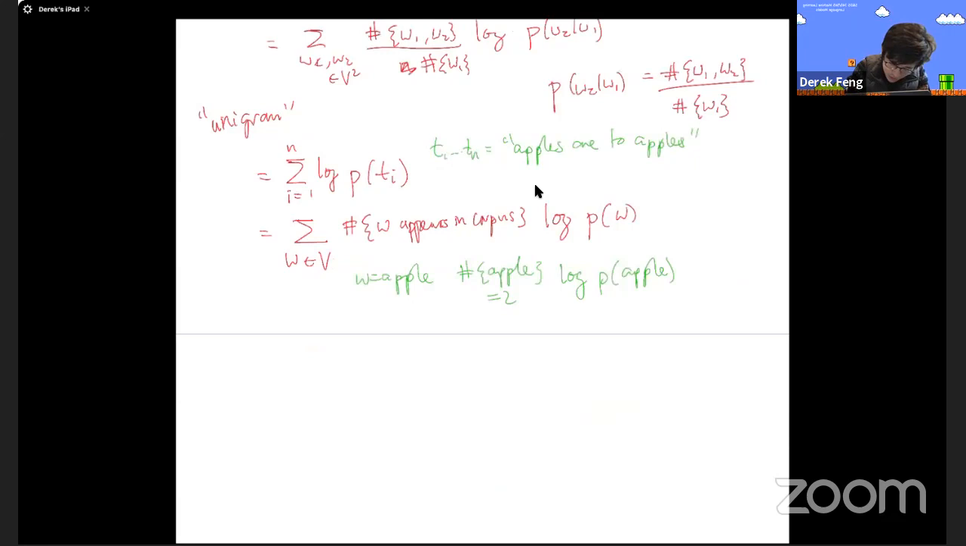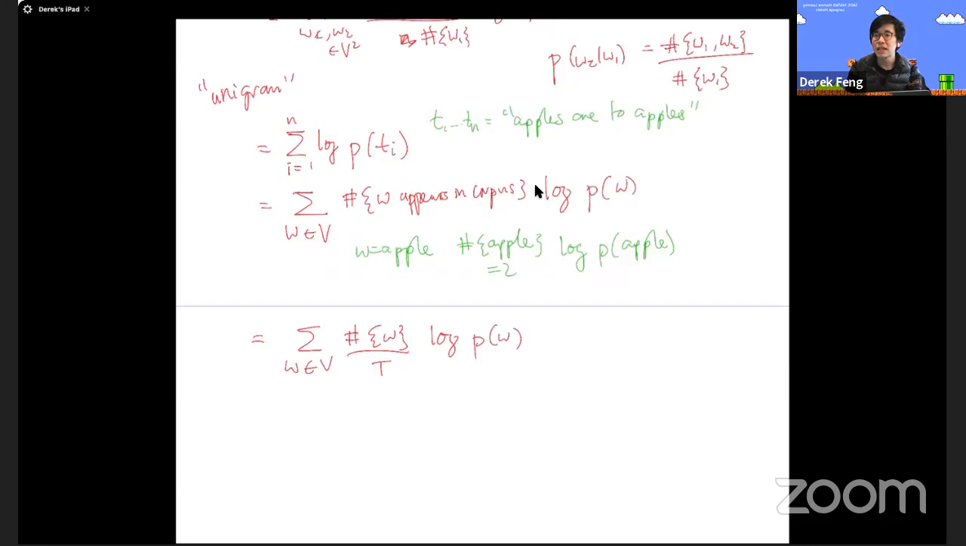So in this case, you have the same thing here. From here to here, I can write this as a sum over V of the number of times W appears over the total size of my vocabulary, maybe it's a minus one or not, times log of P(W). So this is the count of W divided by the total, this is not T, this is N, sorry, I'm getting all my notation weirded.